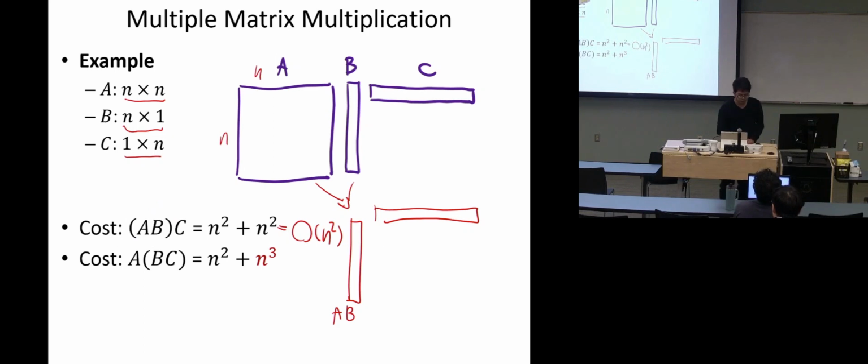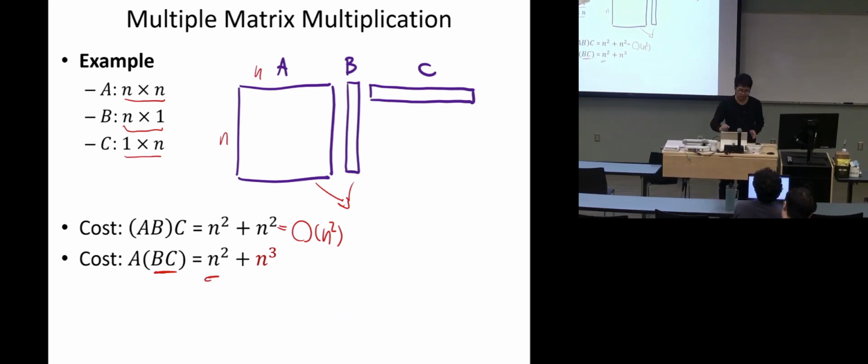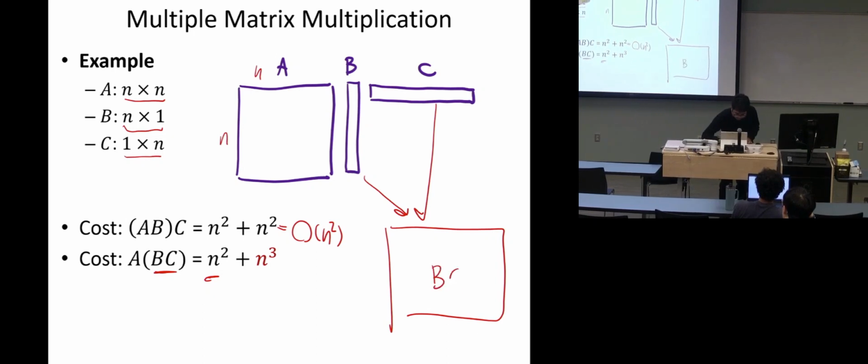But if you do it in a different order, you multiply B and C first. That takes n squared. But now, once you have BC, you get a matrix of size n by n. You multiply it by A, and that takes n cubed. So the order really matters, which one you multiply first. That's the question we're going to look at.